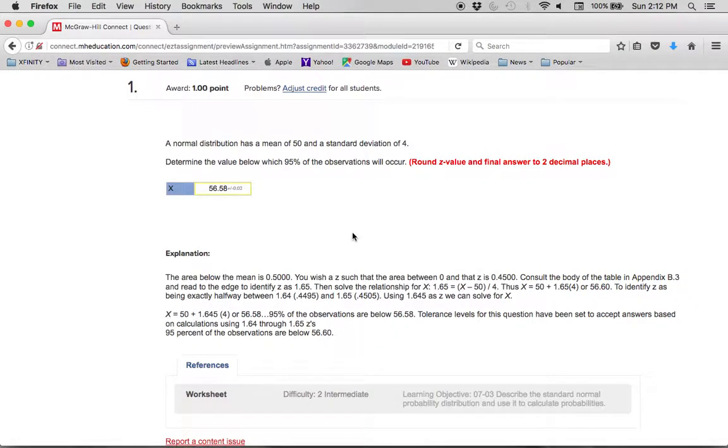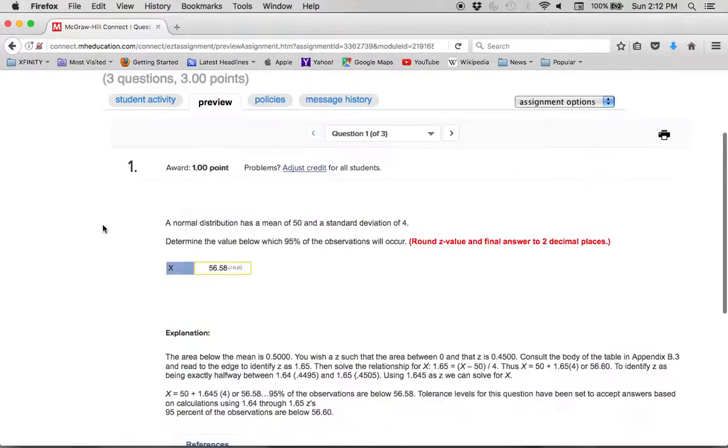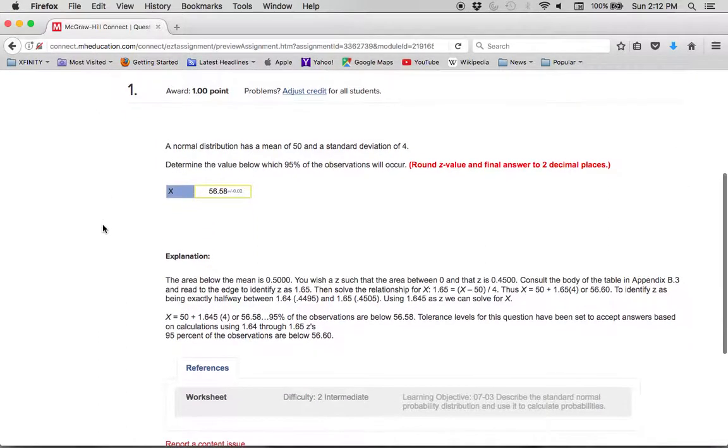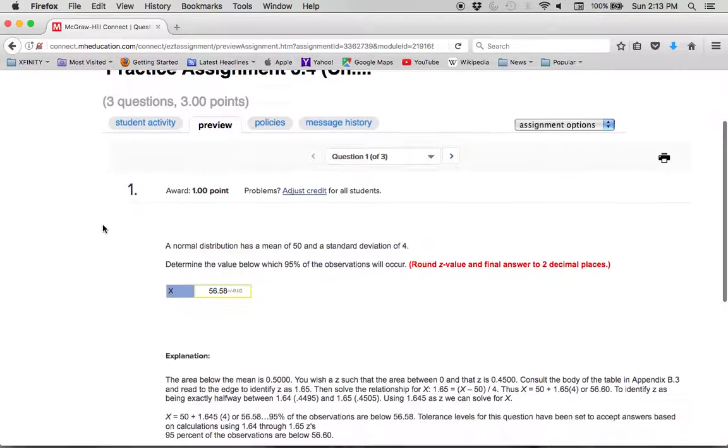Okay, I thought I'd go over some of the 3.4 practice assignment problems, so you can look at this before your quiz tomorrow. So problem 1: a normal distribution has a mean of 50 and a standard deviation of 4. Determine the value below which 95% of the observations will occur.